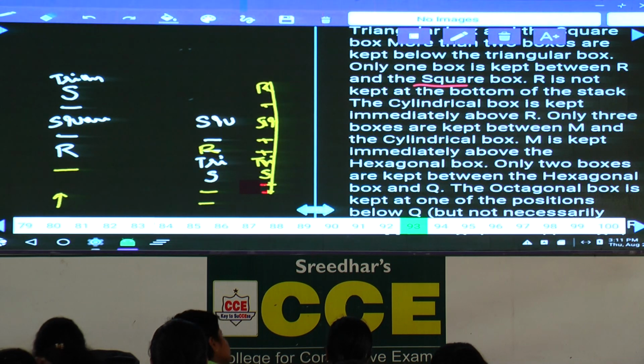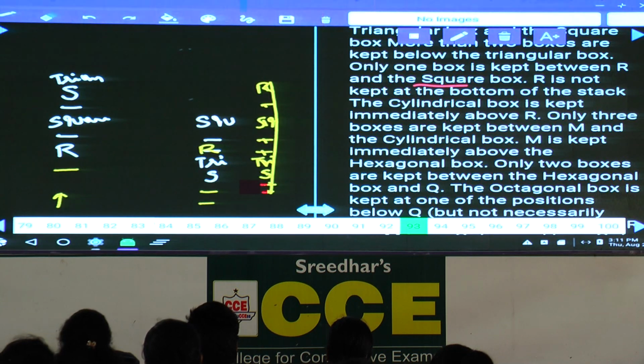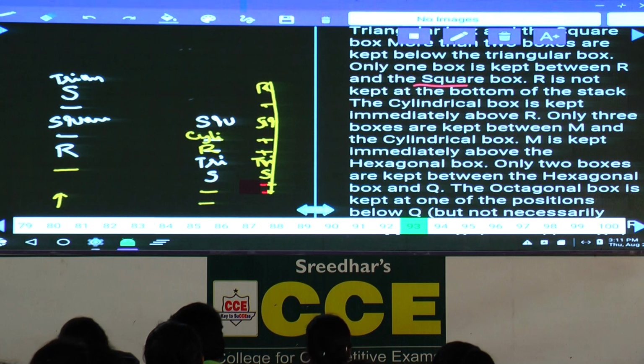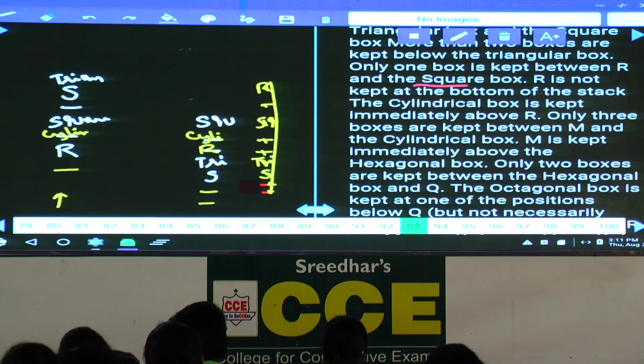And next one. And the cylindrical box is kept immediately above R. Cylindrical is immediately above R. This is cylindrical, which is immediately above R. Now this is cylindrical, which is immediately above R. Cylindrical is immediately above R.